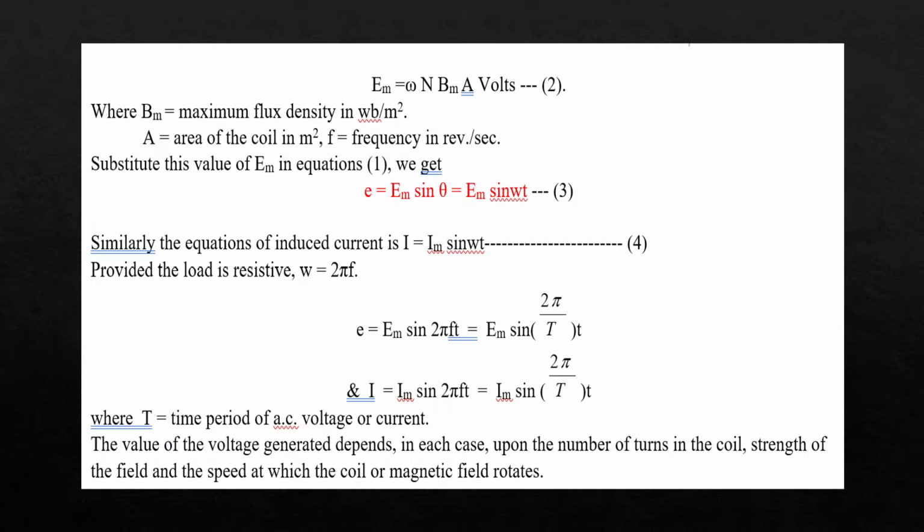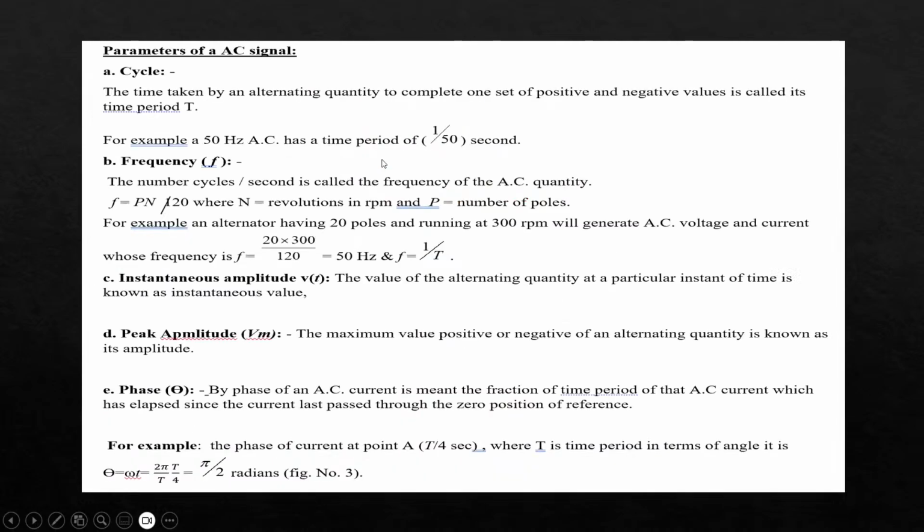The value of the voltage generated depends in each case upon the number of turns in the coil, the strength of the field, and the speed at which the coil or magnetic field rotates. As you can see from this formula, omega is the angular speed. N is the number of turns. Bm is the field, basically the maximum flux density, so it depends on the field. A is the area.